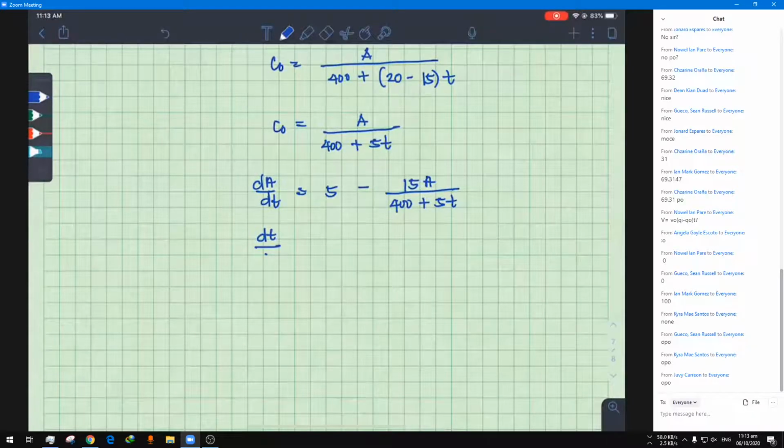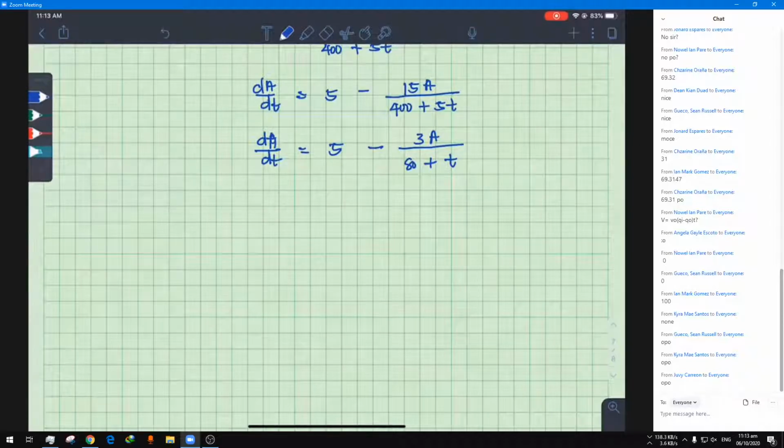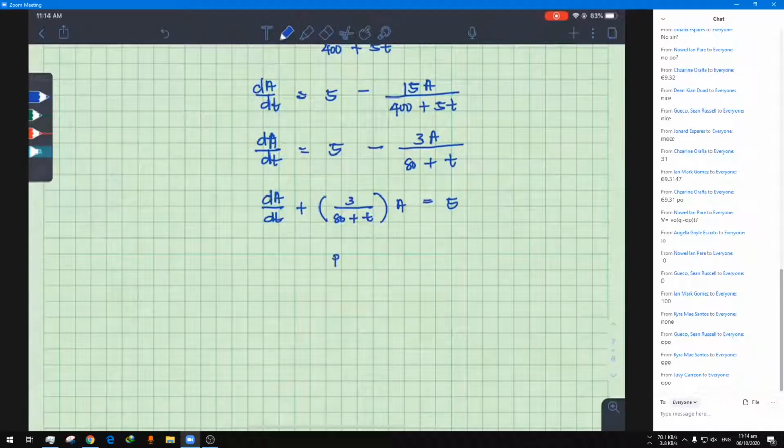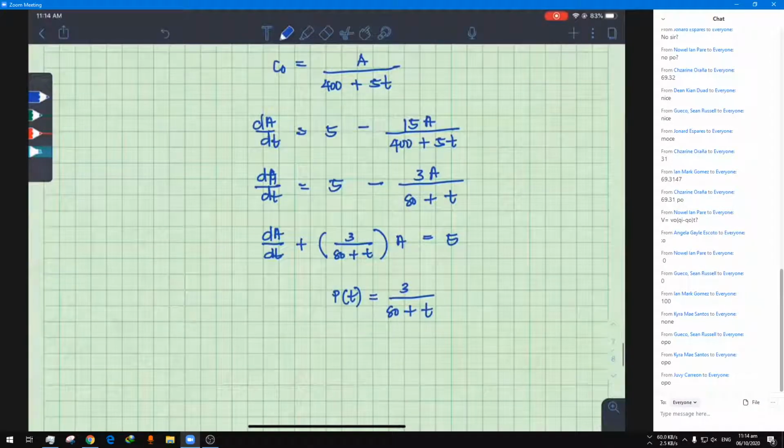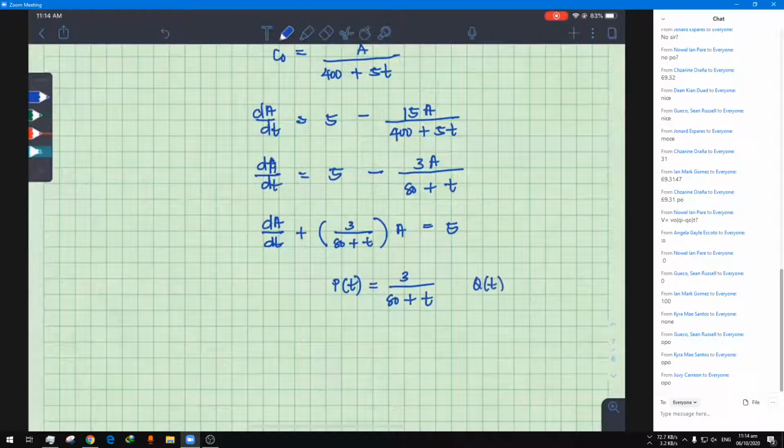So kung i-simplify natin yon, dA over dt equals 5 minus, so we could factor out 5, no? So that would cancel out. So matitira would be 3A over 80 plus T. Okay? So now we have our equation to be dA over dt plus 3 over 80 plus T times A is equal to 5. So ang P of T natin yan will be 3 over 80 plus T, and then ang Q of T natin would be 5.